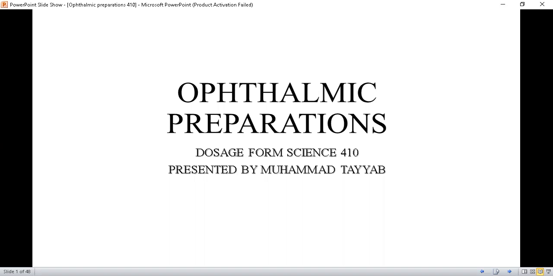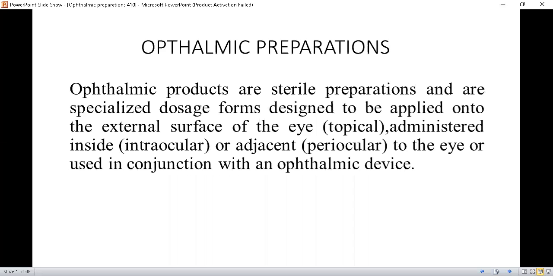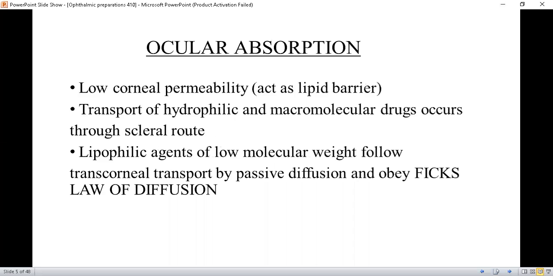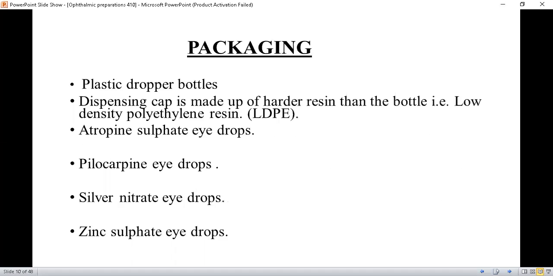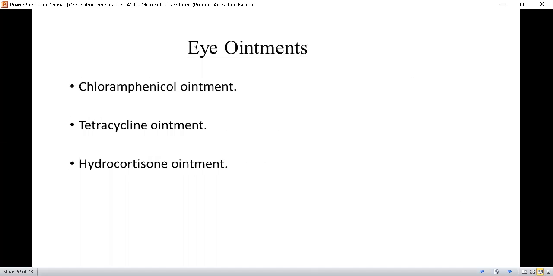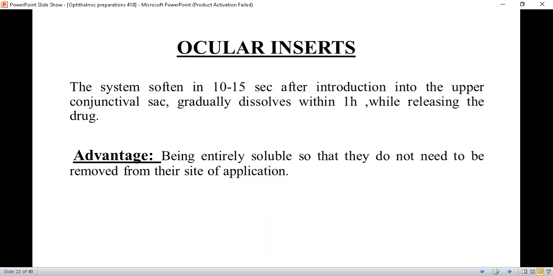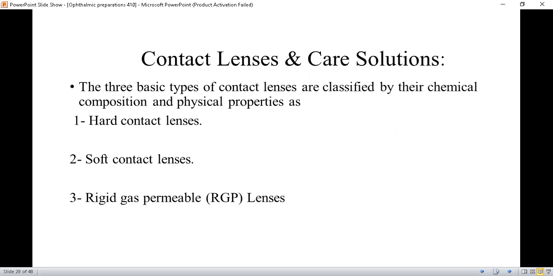So let's start with today's lecture, students. In today's lecture we are going to discuss the contact lenses and their formulations. So let's start with the contact lenses and care solutions.